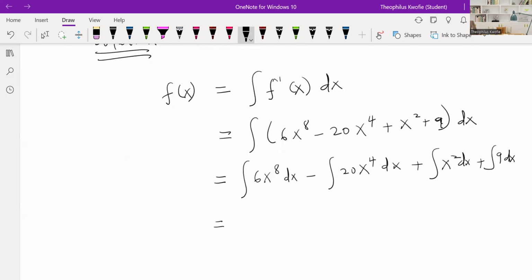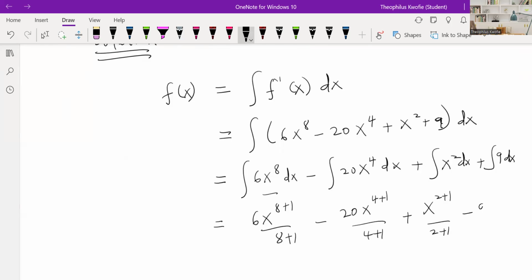Now, what's the integral of this? What happens is we add 1 to the power and divide by the increased power. We add 1 also to the power, then we divide by the increased power. We add 1 to the power and divide by the increased power. Then we add a constant c.